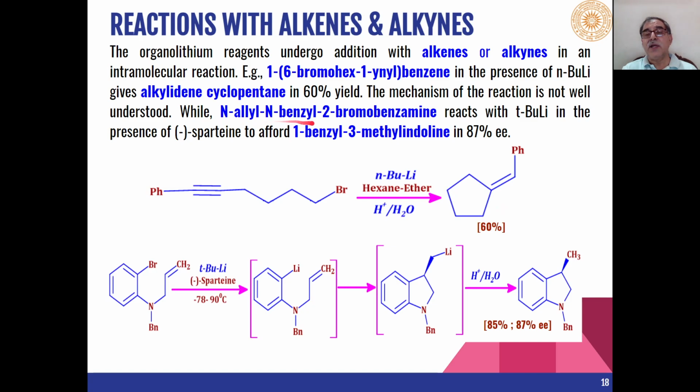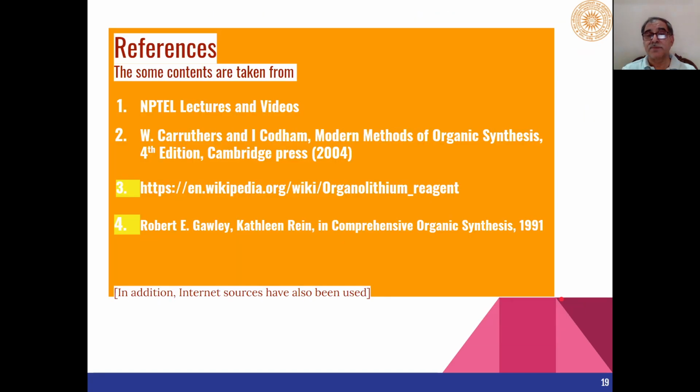Then N-allyl N-benzyl 2-bromoaniline reacts with tertiary butyl lithium in the presence of sparteine to give us these types of ortholithiation intermediates, which undergo cyclization to give us these types of heterocyclic lithium compounds, and these on hydrolysis will give us 1-benzyl-3-methylindoline in 87% enantiomeric excess. So we can have very pure enantiomeric products through these types of reactions.